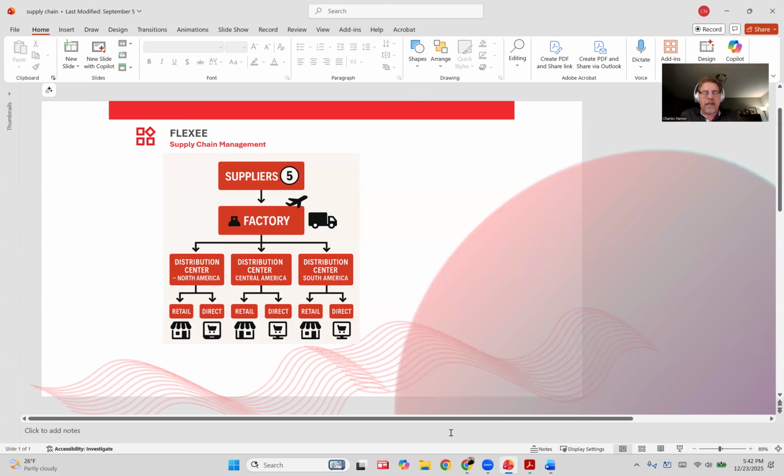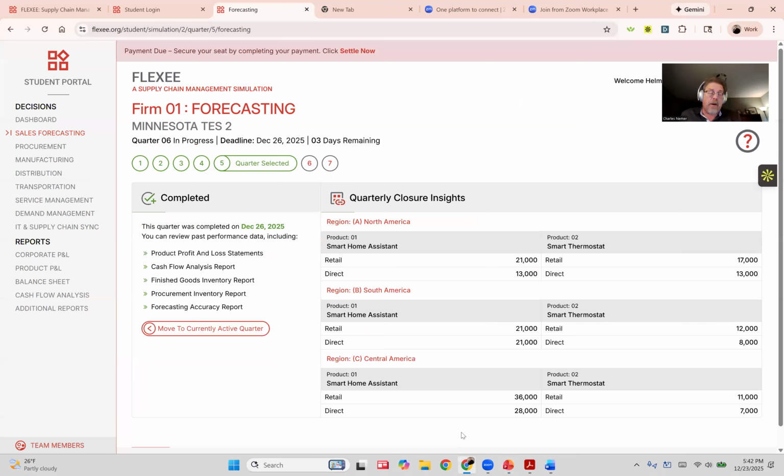Now, jumping back to the simulation a second, from a financial standpoint, I'm going to go down on the left to the corporate profit and loss statement. So, in fact, I'm going to go back to round three, or quarter three. You start out with 3 quarters' worth of data, and you pick up as a team on quarter four.